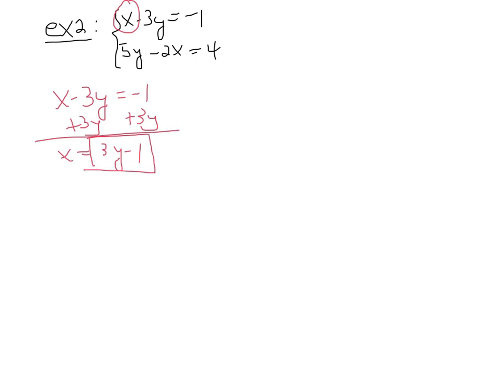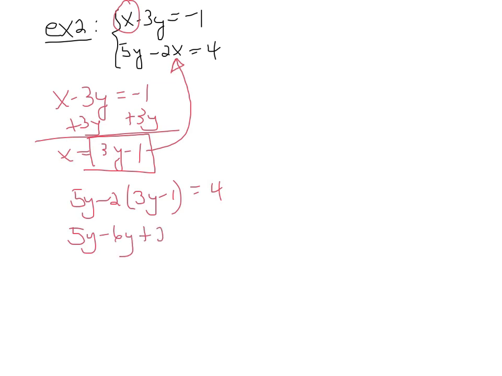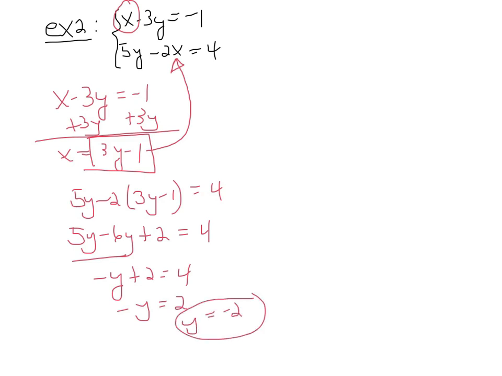I'm going to substitute that value now into the other equation. So that's going to go in place of x. 5y minus 2 times the quantity of 3y minus 1 equals 4. 5y minus 6y, distribute the negative, be careful, this is now plus 2. And combine some like terms. This is negative y plus 2 equals 4. Subtract 2 and divide by negative 1.